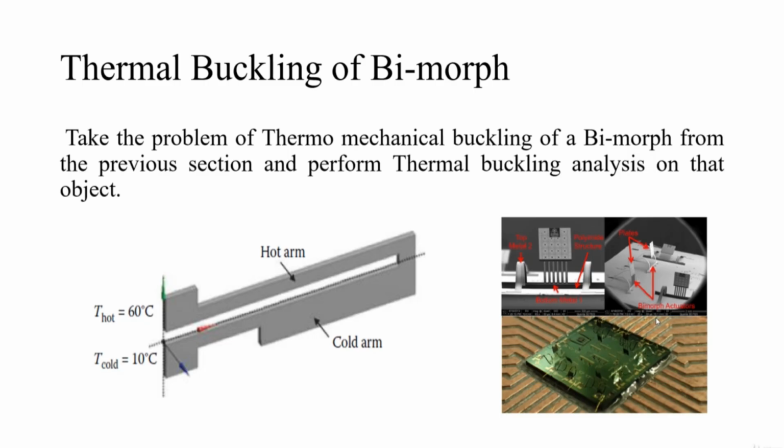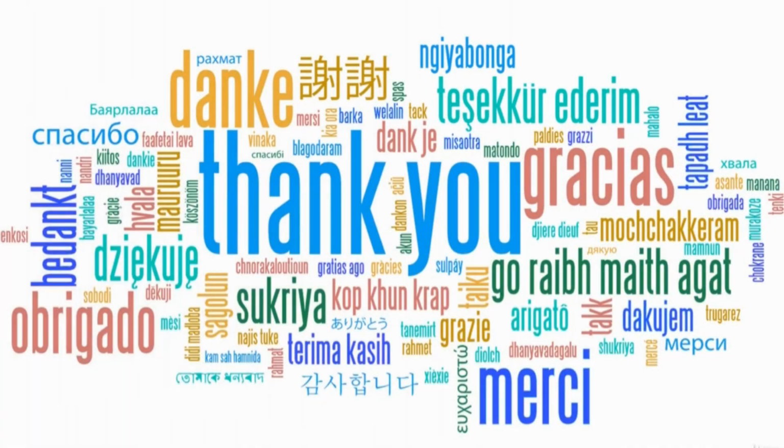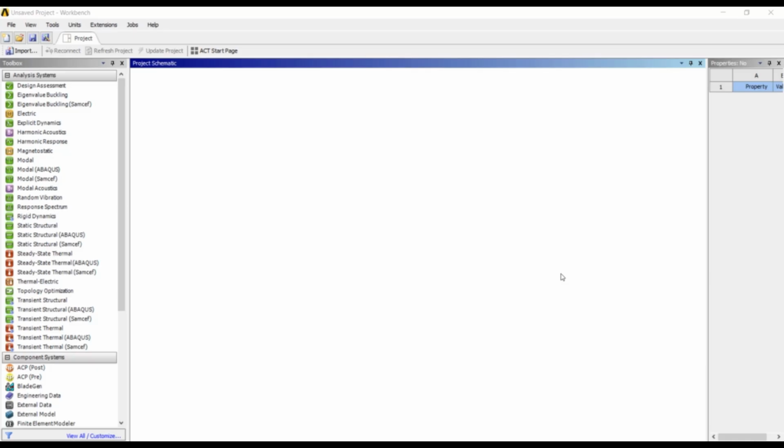In this particular problem, we are going to open the already solved thermostructural analysis problem of a bimorph, and then we try to find out the buckling temperature for this particular bimorph using ANSYS Workbench. On this bimorph, I have opened ANSYS Workbench.